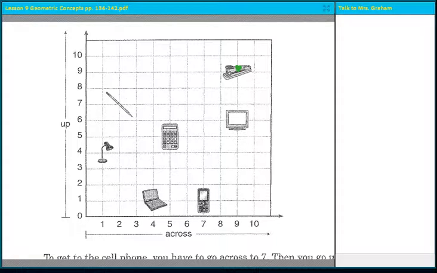Beautiful, beautiful. This was an easy one, right? Beautiful, I love it.